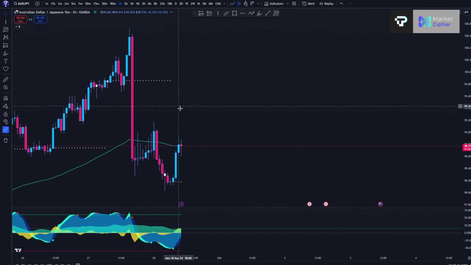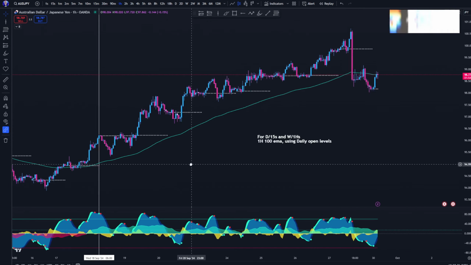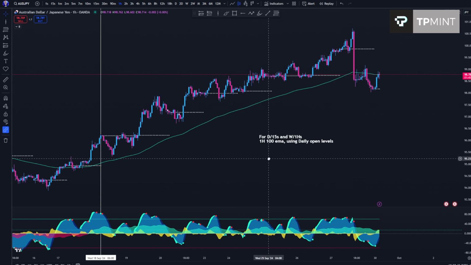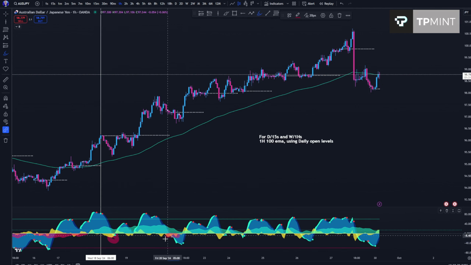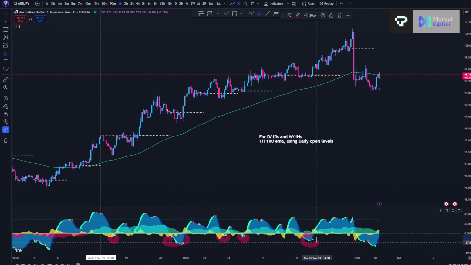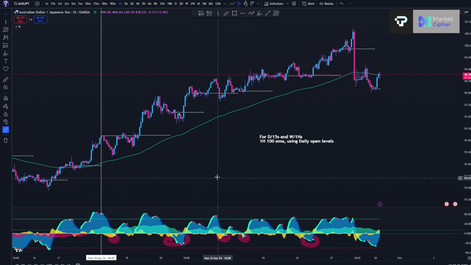I'm just going to go back down to the 1 hour, right? So once you are long trending, because you've had the daily open above the 1 hour 100 EMA, all you're doing then is you're waiting again for the 1 hour on market cipher B to cross down under zero. So anytime, I'm just going to highlight them, anytime it's coming under zero or even very close to zero, it's either going to be a D15 or a weekly 1 hour entry.